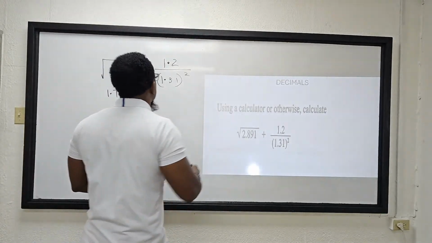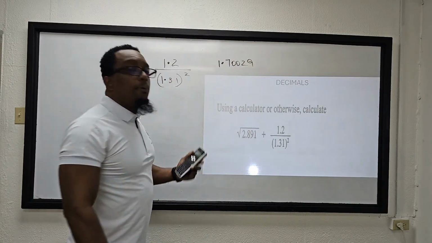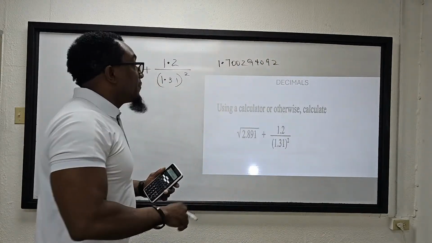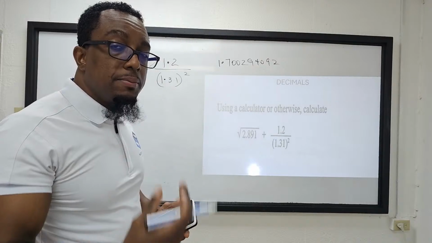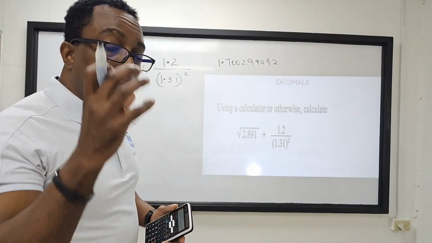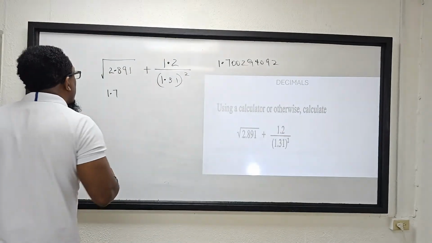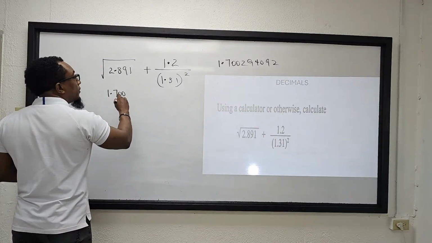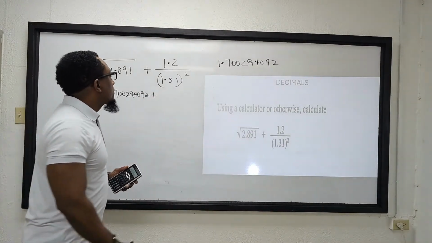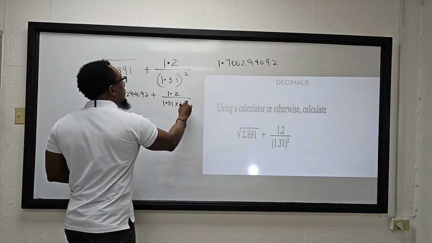So this is what we have on the calculator, 1.700294092. Now if you want to write down all the digits and then approximate the final answer, no problem in doing such, right? You can write down all the digits and then approximate the final answer correct to 3 significant figures. So if you want, we can do that. So we can write 1.700294092 plus 1.2 all over 1.31 by 1.31.